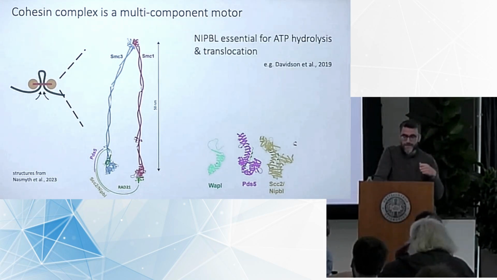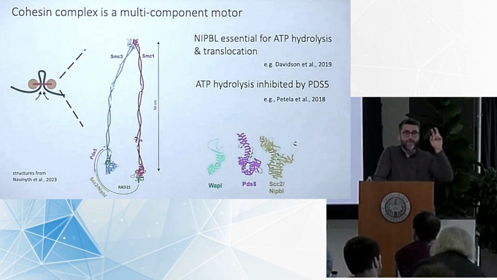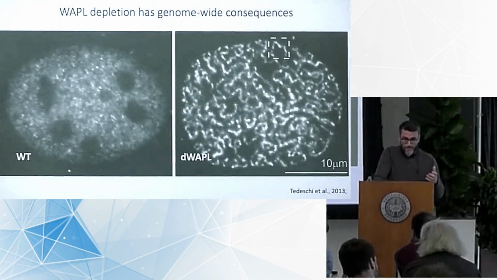NIPBL in particular is essential for ATP hydrolysis and translocation. As you just heard, PDS5 seems to inhibit this ATP hydrolysis, which has been described as competing with NIPBL. Okay? At the scale of the whole genome, what's really remarkable is that perturbing levels of even a single regulatory factor can have these dramatic, beautiful consequences.